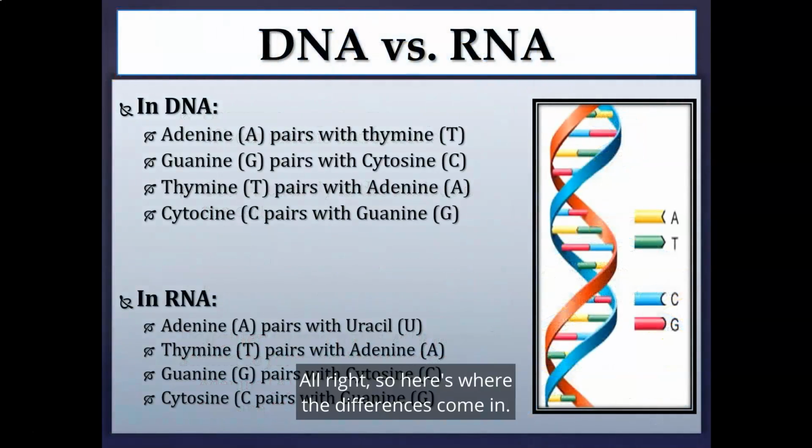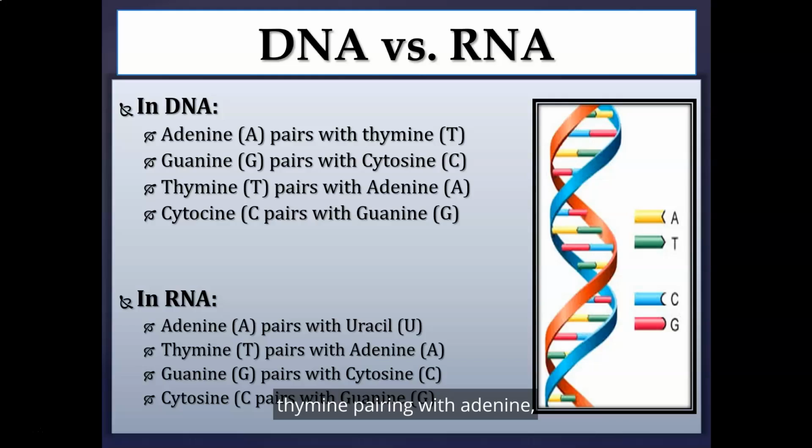All right, so here's where the differences come in. In DNA, we've got adenine pairing with thymine, guanine pairing with cytosine, thymine pairing with adenine, cytosine pairing with guanine. In RNA, the only difference is adenine will now pair with a new nitrogen base called uracil. So that'll be important when we talk about protein synthesis. So the only difference in RNA is that adenine is now going to pair with uracil.